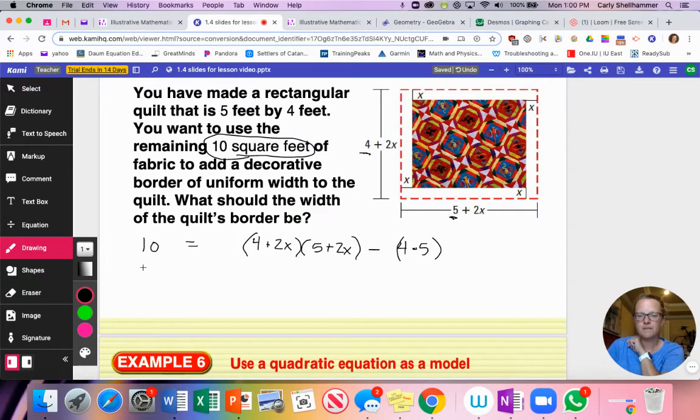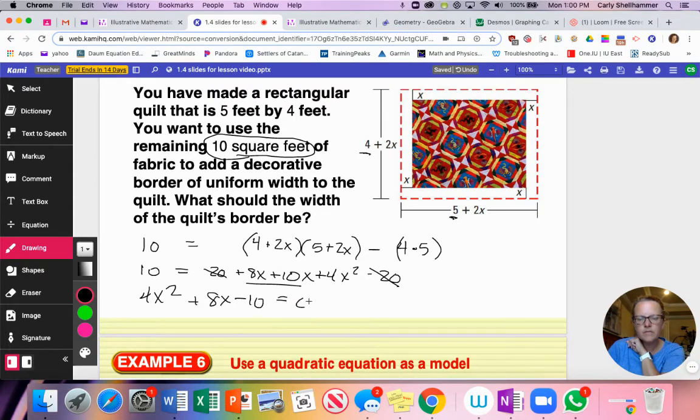That doesn't work. So let's do foiling. 4 times 5 is 20. That's first. Outer is 8x, inner is 10x, and last is 4x squared minus 20. Let's get this in standard form. Those cancel out. I'm going to subtract 10 from both sides. Collect terms. So this is what I need to solve.